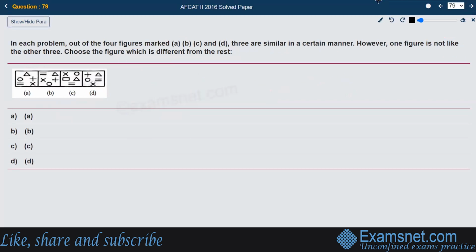Next, again, we are supposed to find out which one is odd. If you have a closer look between A, B, C, and D, every time there is a figure that is in the center. The rest of the figures are along the sides. There is one figure which is at the center.